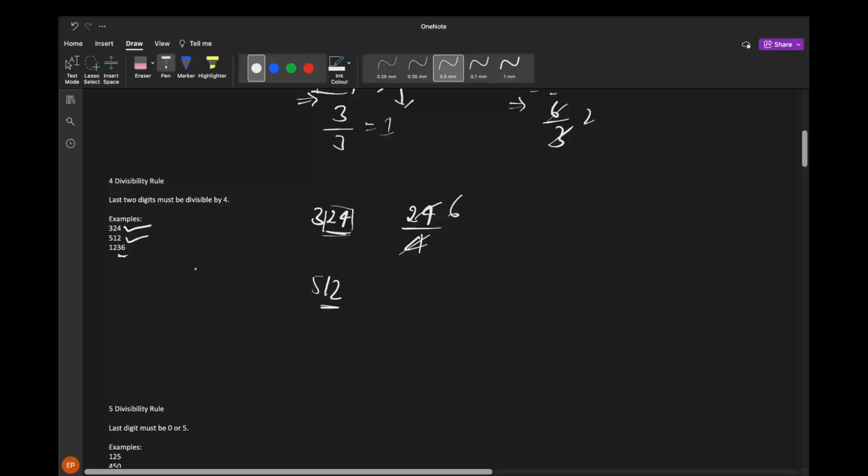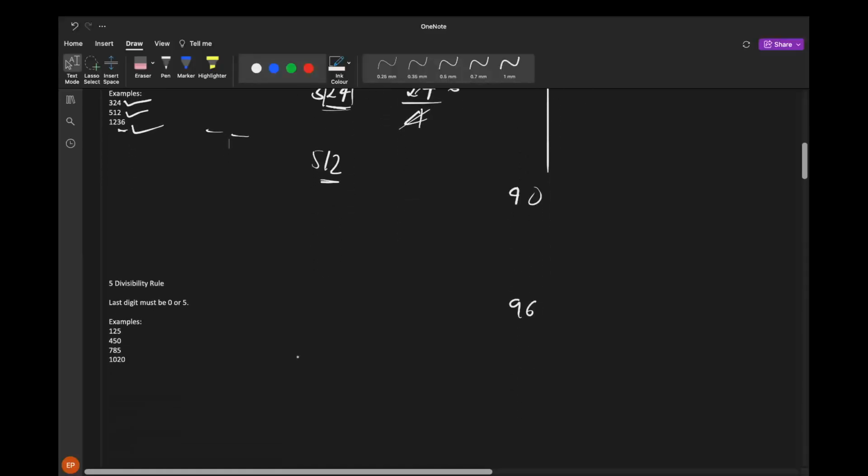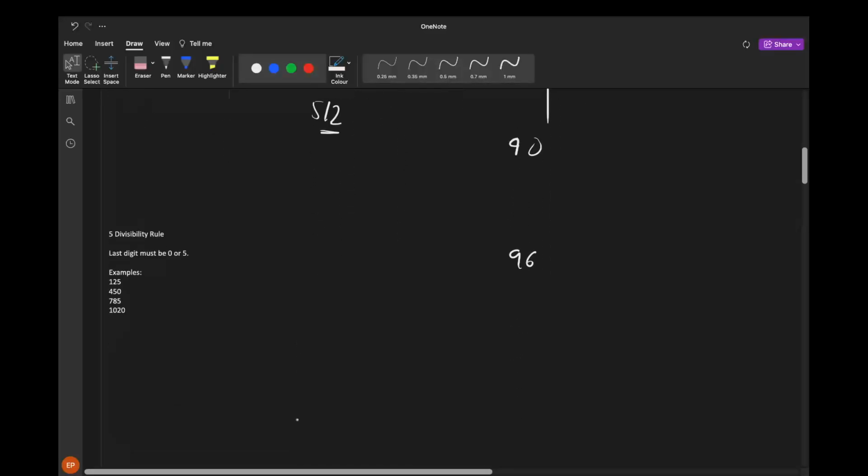What about 36? 4 nines are 36, right? If you know the 4 table till 40, then you can easily tell. It means up to 2 digits, up to 96. If you know till 96, then you can easily get the number which is divisible by 4. You have to bother about only the last 2 digits. If it is divisible by 4, then the whole number will be divisible by 4. You can cross check also.